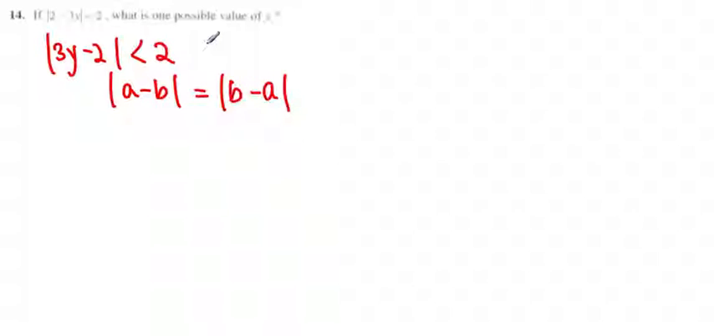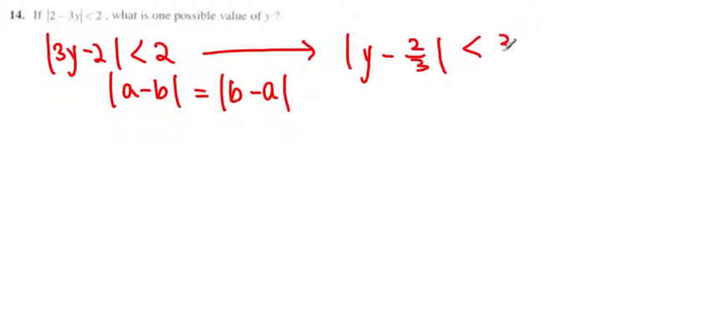Now, another thing which we can do is this. If we divide the whole thing by 3, then we end up getting y minus 2/3 is less than 2/3.